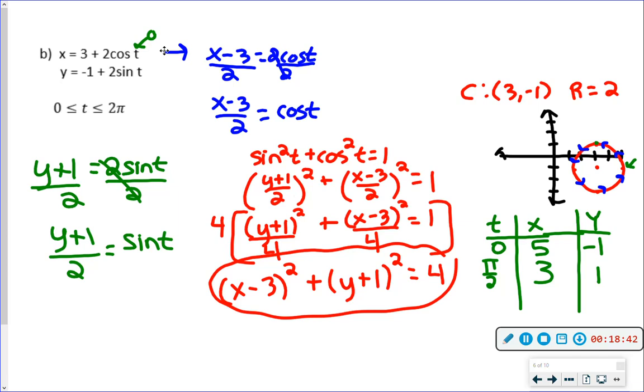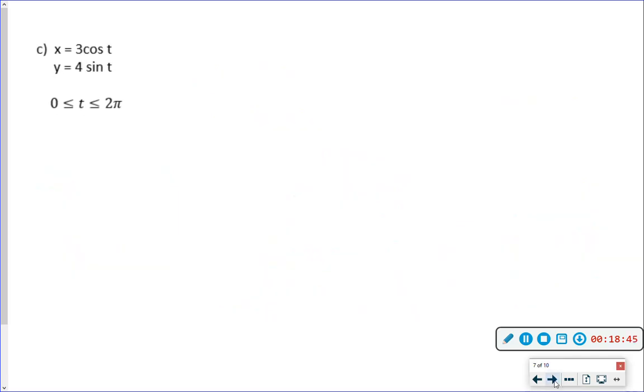All right, let's do another one similar to this. Same thing, I got the sine and cosine. This is a little different graph, so don't think you know what I'm doing here. All right, I'm going to solve the top one. I'm going to divide by 3. And then same thing on the second equation, I'm going to divide off the 4.